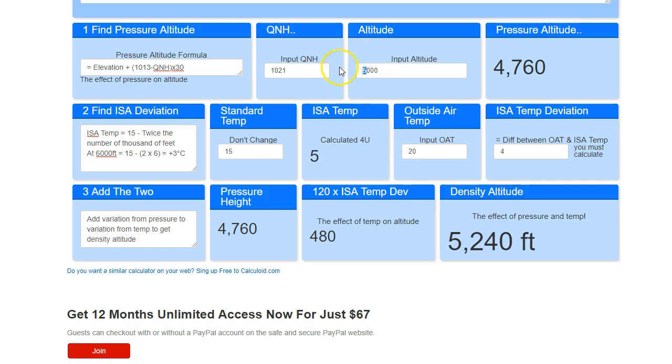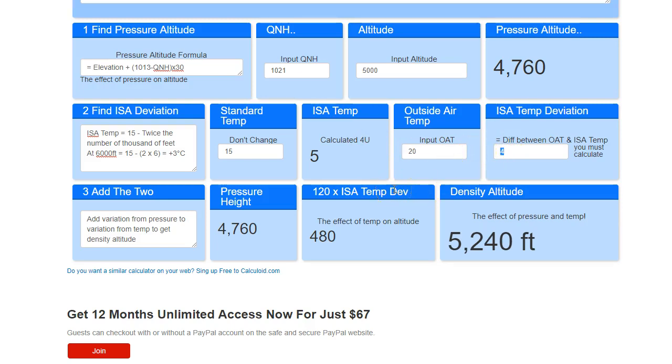If we change that, you'll notice the ISA temp changes. So at 10,000 feet, the standard temp would be minus 5. And what we want to do is compare our outside temp to the standard temp. Okay, so let's go back with 5,000. The standard temp is 5. If we're on a 20-degree day, then all you need to do is input the temperature you're working with there, and then over here you need to manually input.